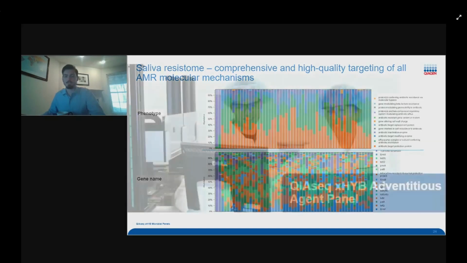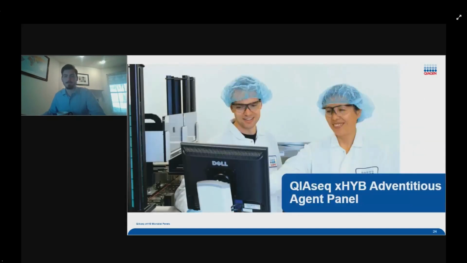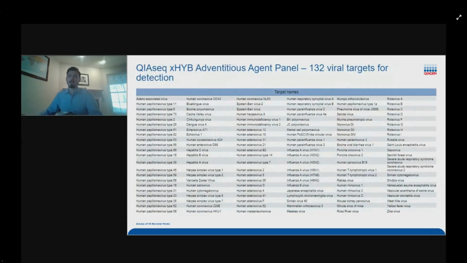Moving on to our adventitious agent panel. Again, the actual list of the content of these panels is available on the product page and can be provided to you. But just to highlight a few different things in this adventitious agent panel, we have adeno-associated viruses, hepatitis A, B, and C, Epstein-Barr virus, norovirus. Somewhere in here is varicella zoster.